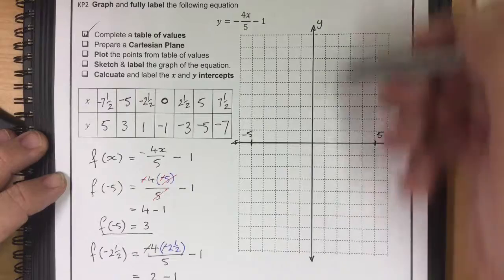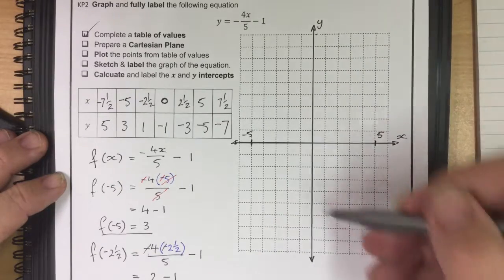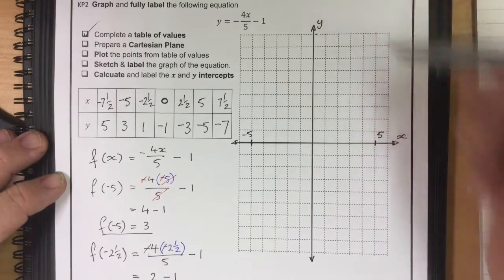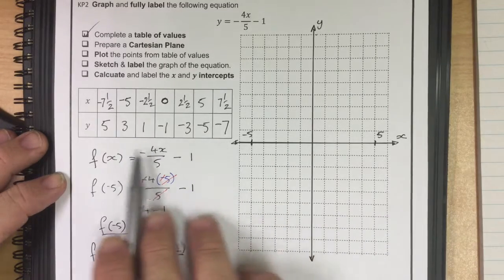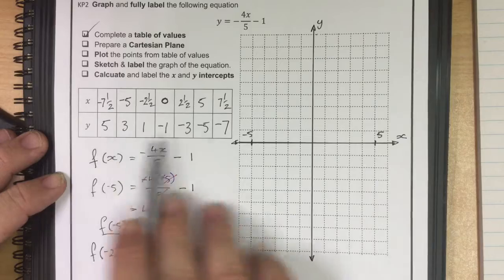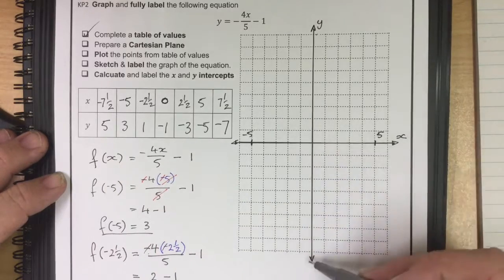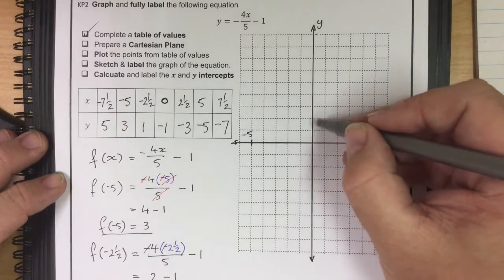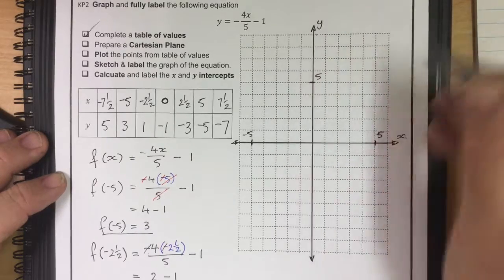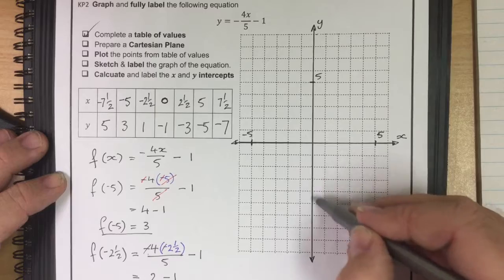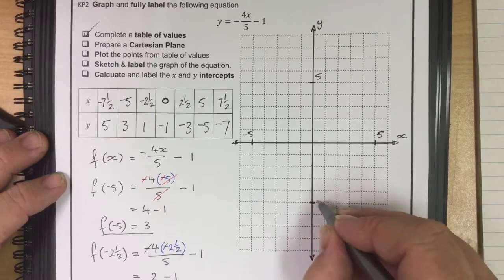I can choose a different scale for my vertical axis as long as it is linear, as in each section has the same gap between each one. But if you see here, my highest y value is 5, my lowest y value is -7, which should work out well from here. So 1, 2, 3, 4, 5. This is going to be my +5, and 1, 2, 3, 4, 5. This is going to be my -5.